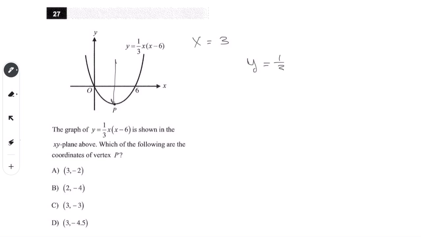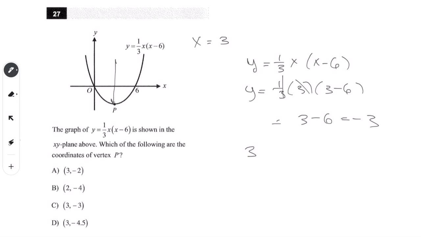We can plug that in when x is equal to 3, so let's plug 3 in. These will cancel out, so 3 minus 6 gets you negative 3. So the point is (3, -3). C.